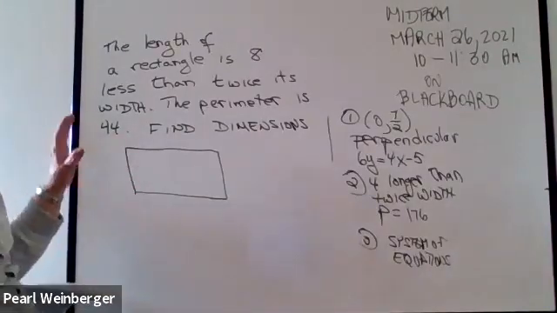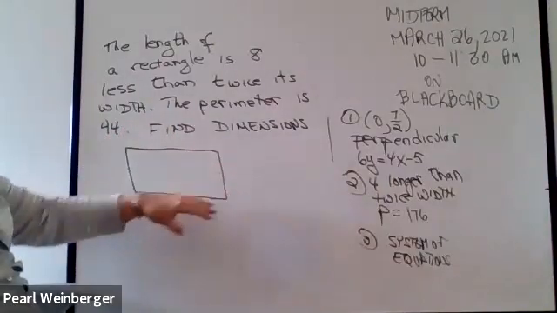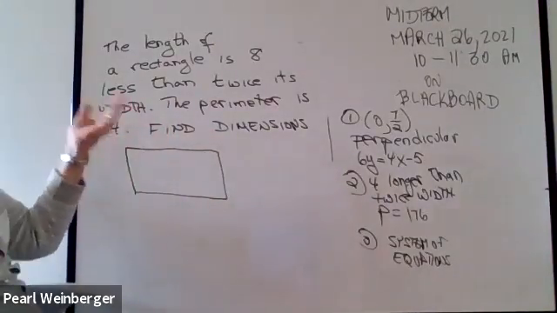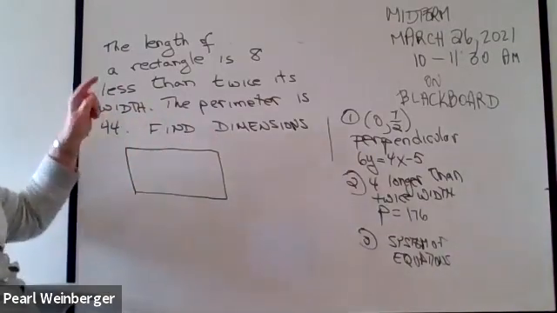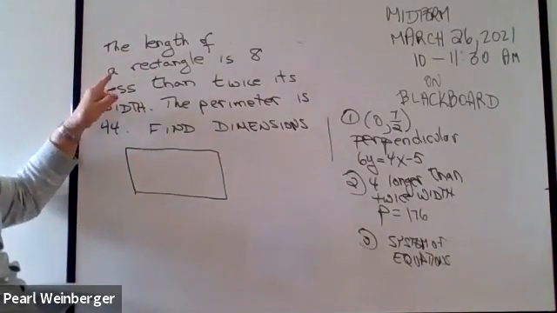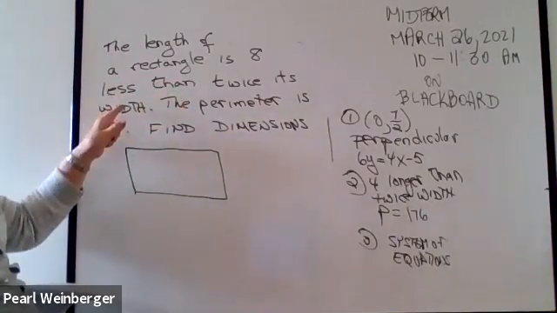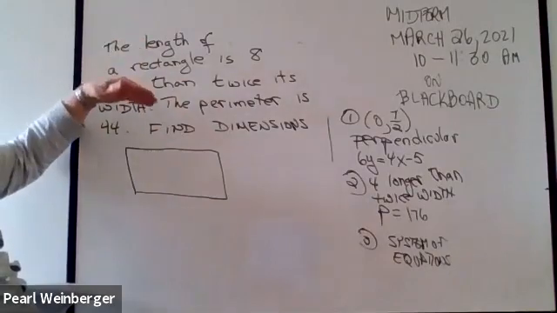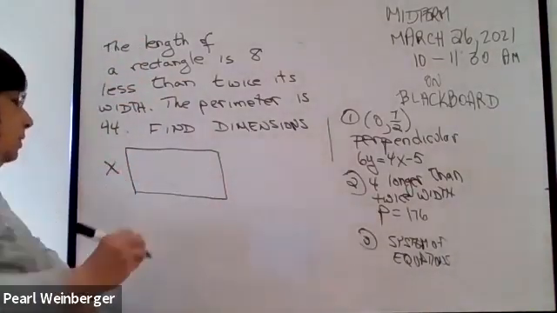All right, I think let's try and work on this now. Whenever I have these questions that have to do with perimeters or rectangles, I try to draw a picture. Now, they told me the length of the rectangle is 8 less than twice its width. So since they're telling me what the length is in terms of the width, let's call the width the x.